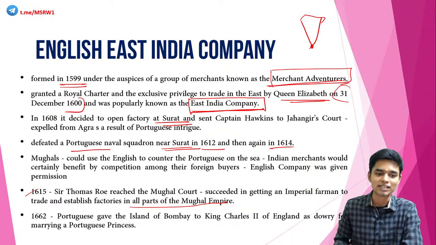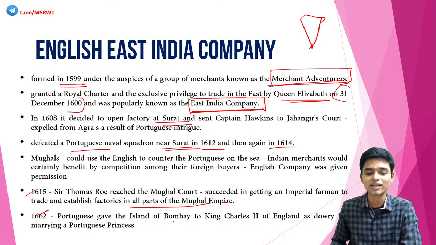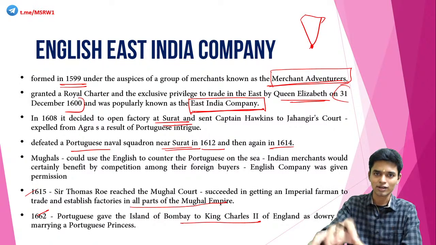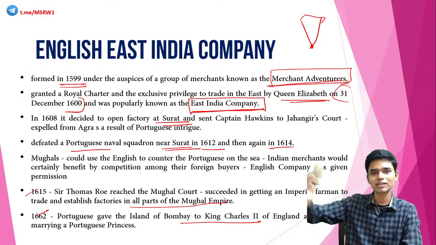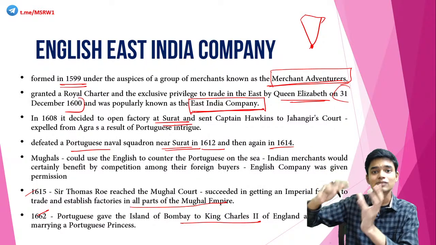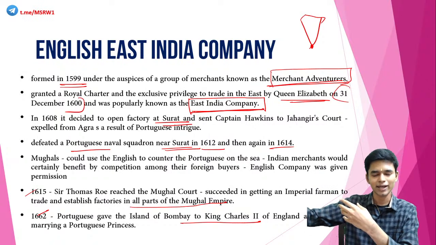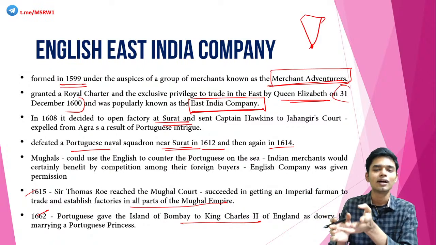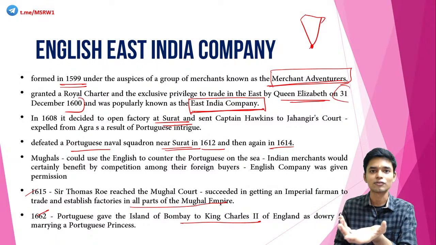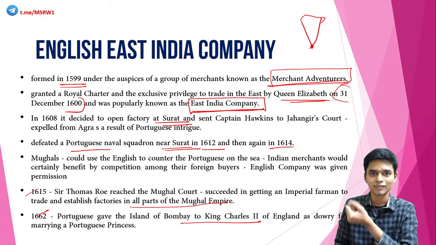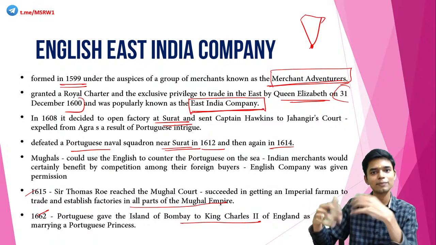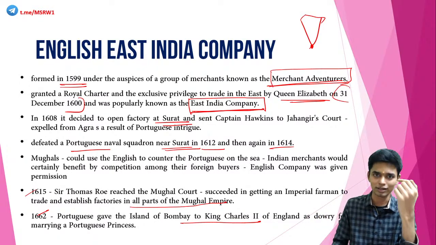Clear? Later, in 1662, the Portuguese gave the island of Bombay to King Charles II of England as dowry on his marrying the Portuguese Princess Catherine. Okay, we will see what happened in that later, but understand that Bombay was still a Portuguese stronghold, and this was actually given to Britain by the Portuguese, not because of some peace treaty or anything, but as dowry to the British king for marrying the Portuguese princess. This is how England gets hold of Bombay, and the British actually developed Bombay into a major seaport later.